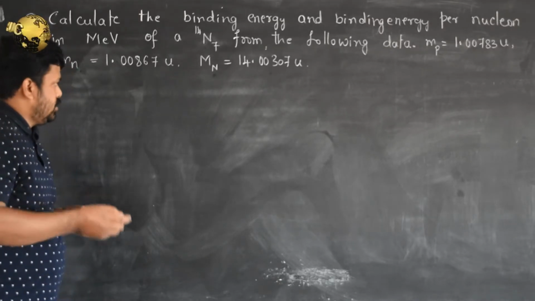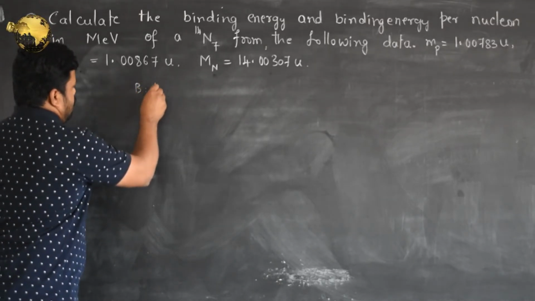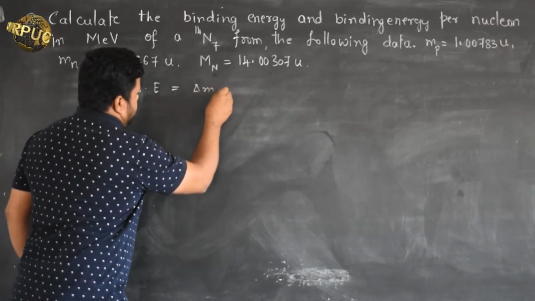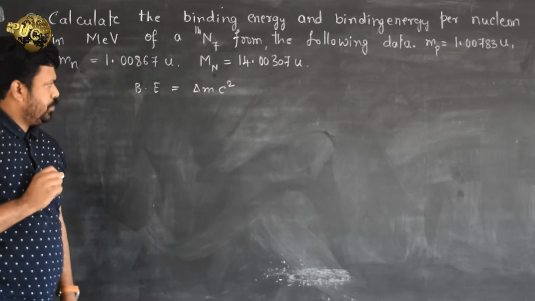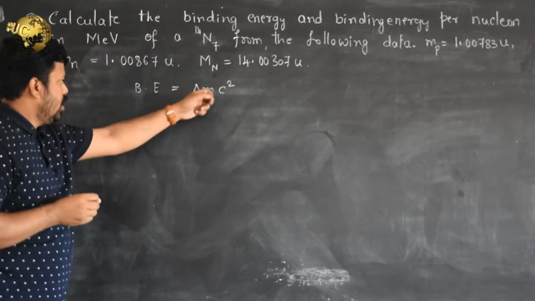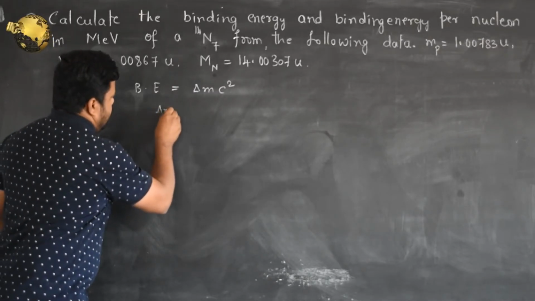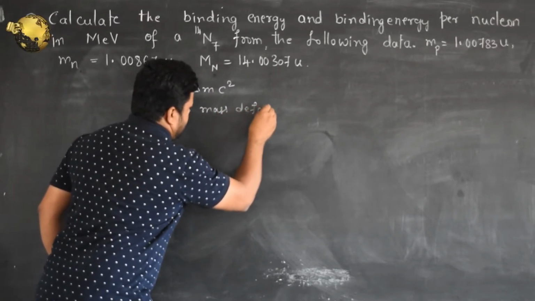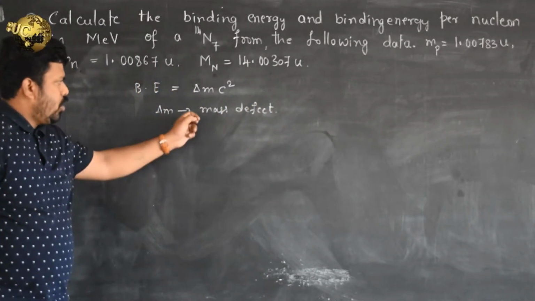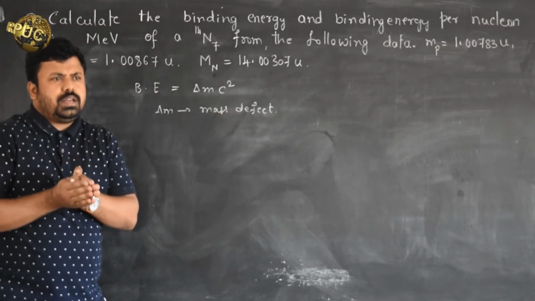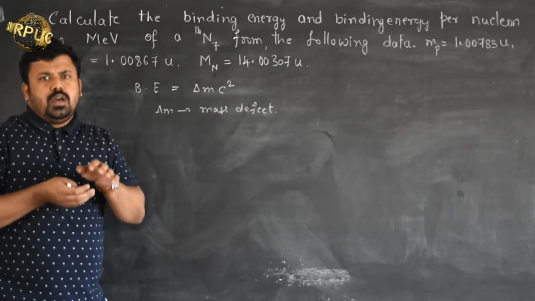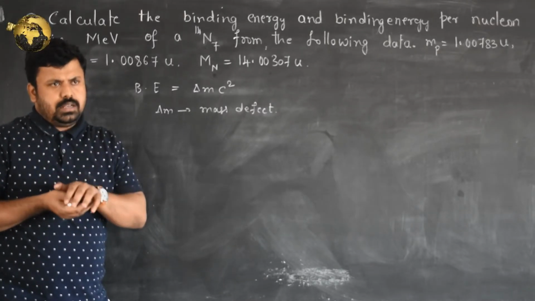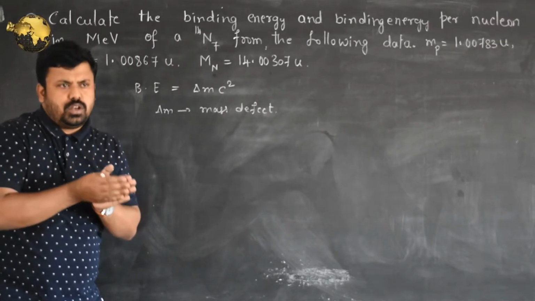So binding energy, let's start. Binding energy BE is equal to delta M into c square. Then what is delta M? Delta M refers to the mass defect. So very simple: what is mass defect? The mass defect is the difference between the sum of the masses of the constituents and the actual mass of the given nucleus.